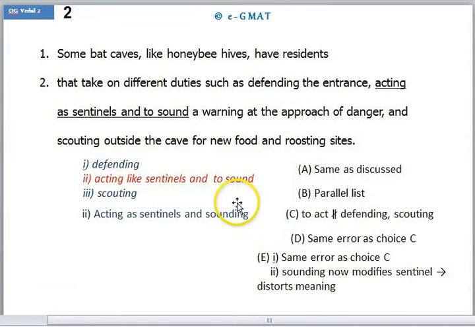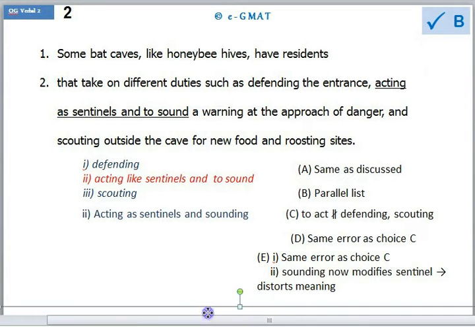Okay, now this means that sounding is now modifying sentinels as to imply that acting as sentinels who sound warning at the approach of danger. Now this distorts the meaning of the sentence, especially this second element in the main list in the sentence. Okay, so choice E is definitely not the correct answer. So as we found out before, choice B is the correct answer for this sentence.